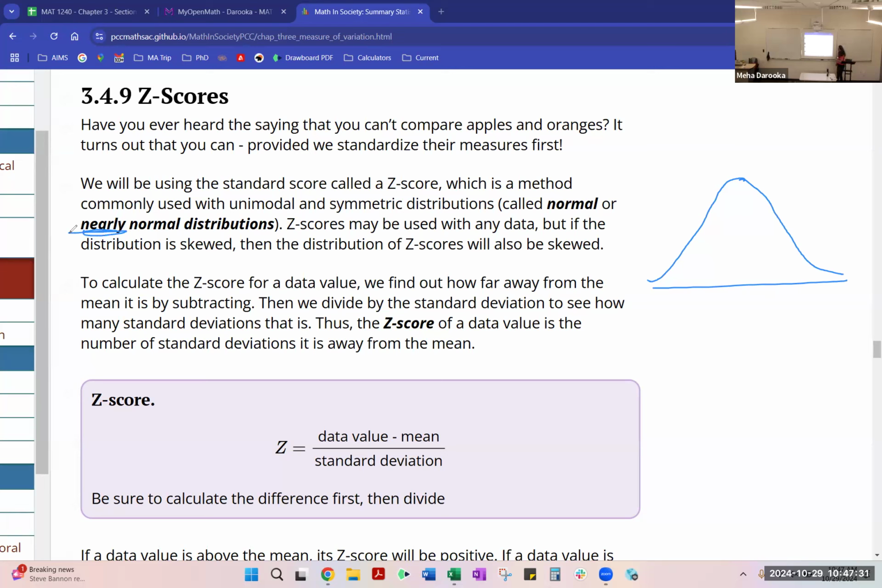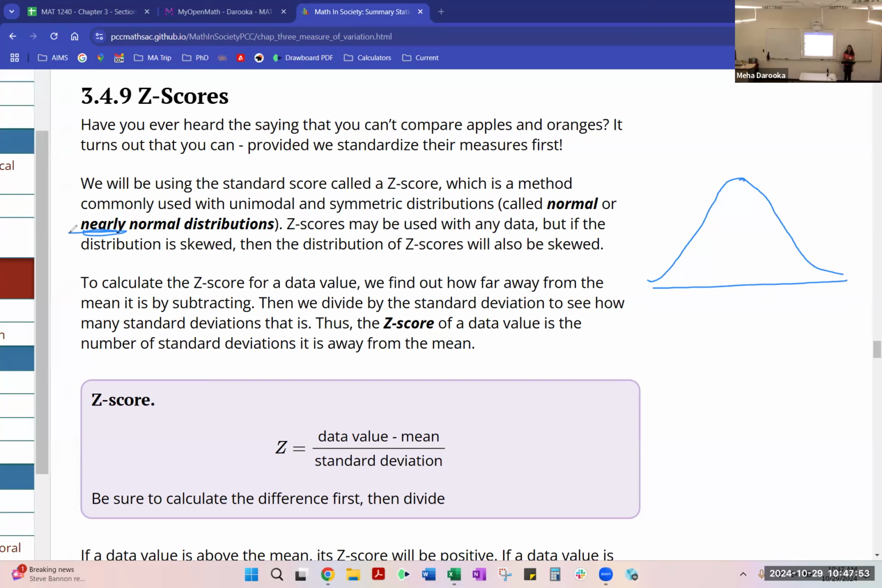Z-scores may be used with any data, but if your distribution is skewed, then your z-scores will be skewed also. And that's why you will see a lot of times when we're talking about the normal or bell-shaped curve, we are looking at that symmetric distribution.